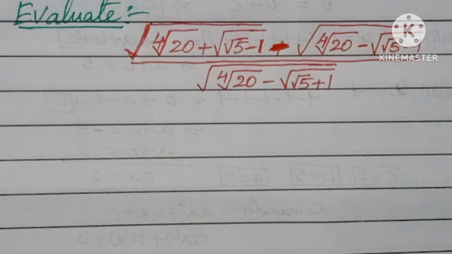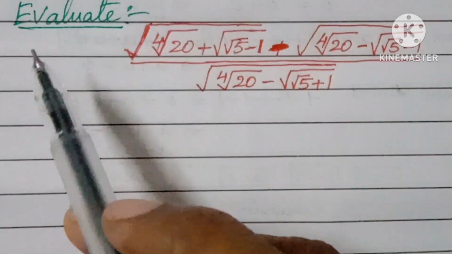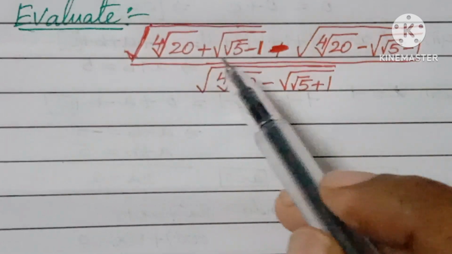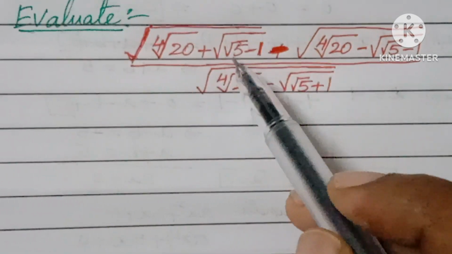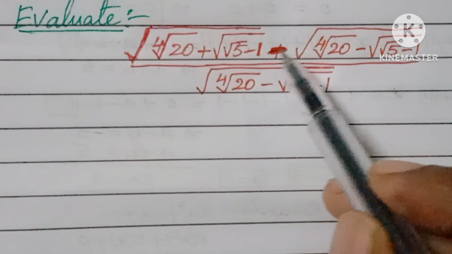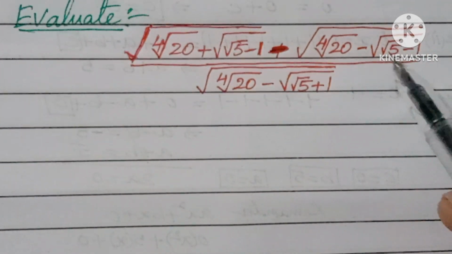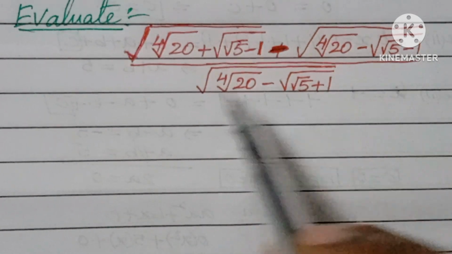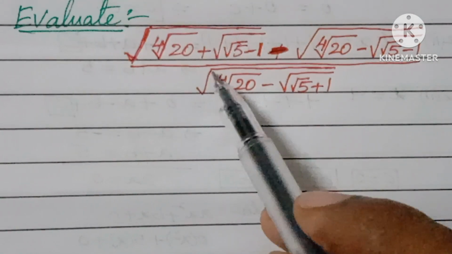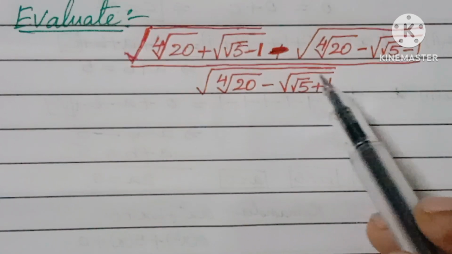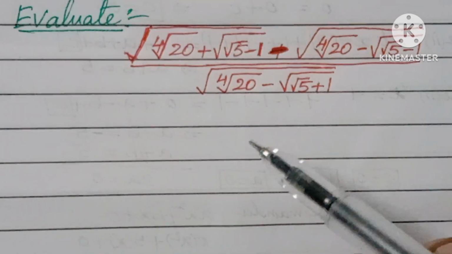Today we are looking at one Olympiad logical question. Evaluate the square root of fourth root of 20 plus square root of root 5 minus 1, minus square root of fourth root of 20 minus root of root 5 minus 1, over square root of fourth root of 20 minus root of root 5 plus 1.